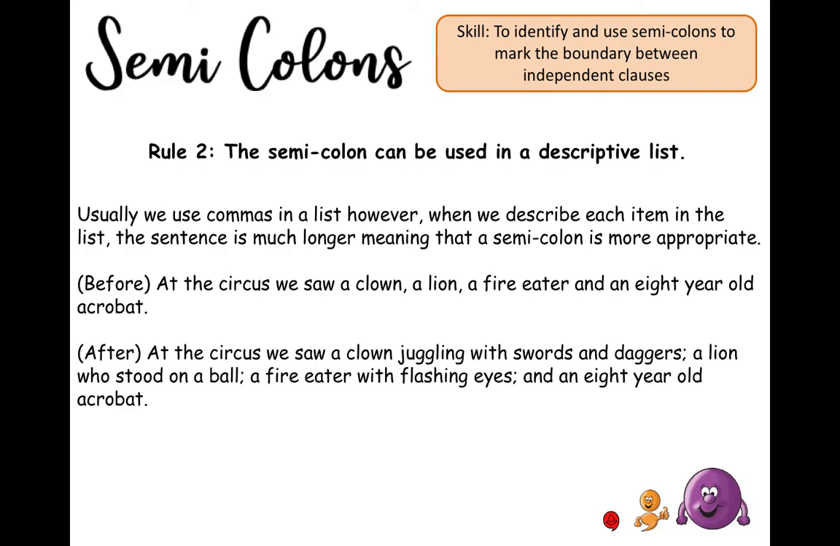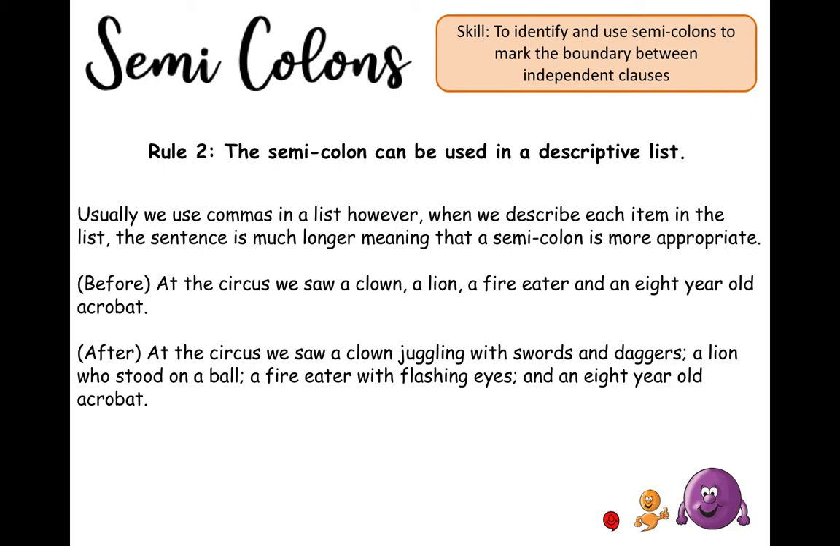At the circus we saw a clown juggling with swords and daggers; a lion who stood on a ball; a fire eater with flashing eyes; and an 8-year-old acrobat. So if we have a look at the first part of that sentence, in the original sentence, it was just, at the circus we saw a clown, comma. We've now up-leveled that to include more detail. So we've got, at the circus we saw a clown juggling with swords and daggers.